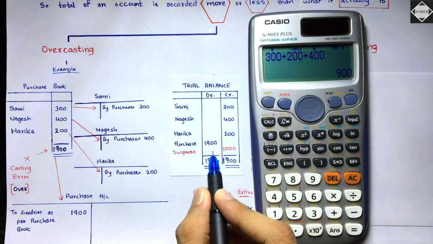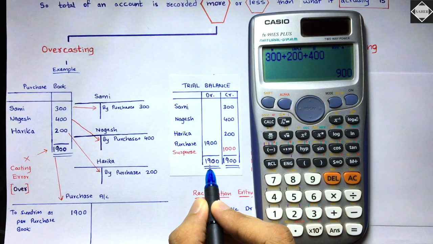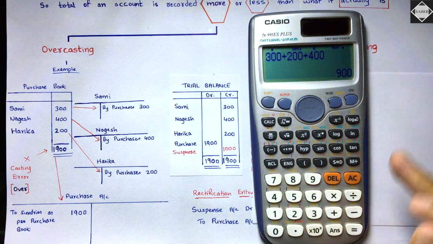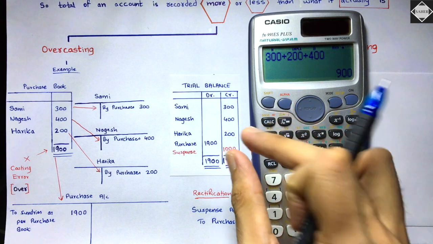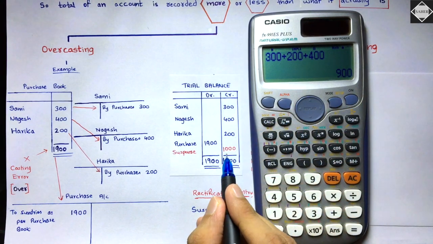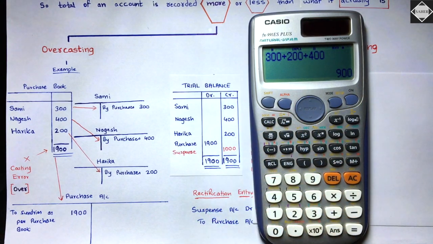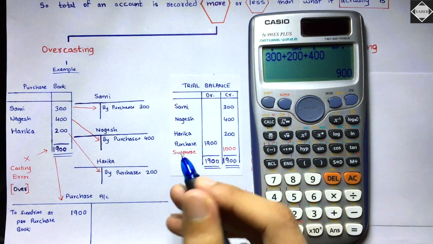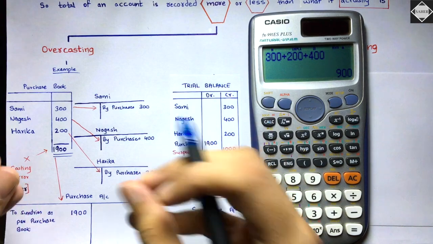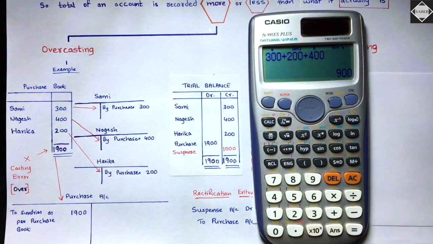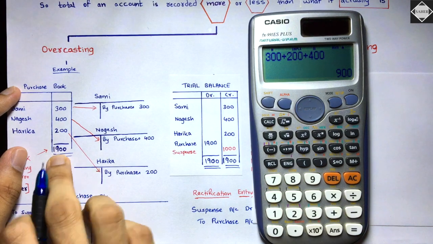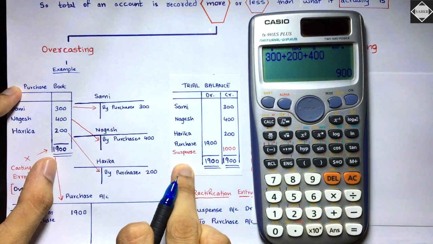So see here, 1900 is there on the debit side, and on the credit side we have only 900. So the gap on the credit side is 1000. That 1000 gap is filled by this suspense account. Is that clear? Later we will review the accounts and find where the mistake is. Once we find that in the purchase book we have written the wrong balance, let's rectify that with the suspense account.